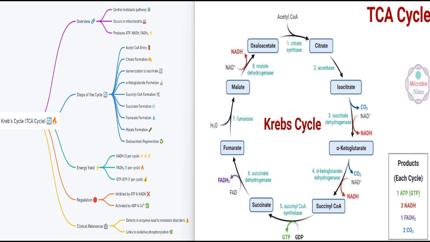From succinate to fumarate, you have succinate dehydrogenase, and from fumarate to malate, you have fumarase, but from malate to oxaloacetate, you have malate dehydrogenase. All right, so basically that's it.